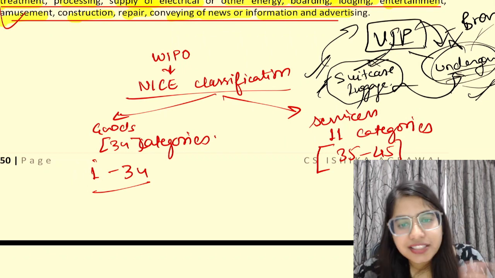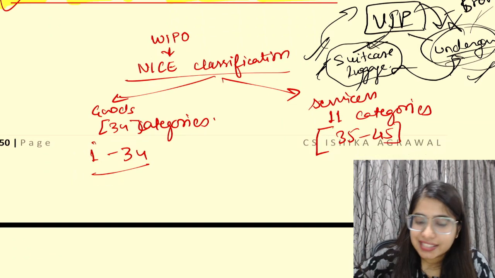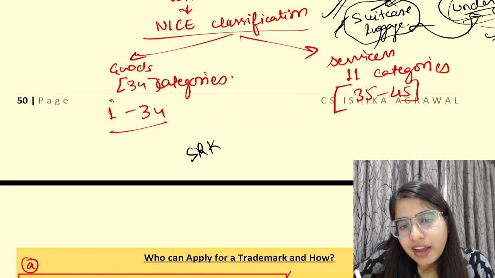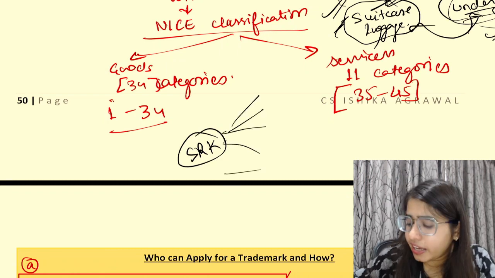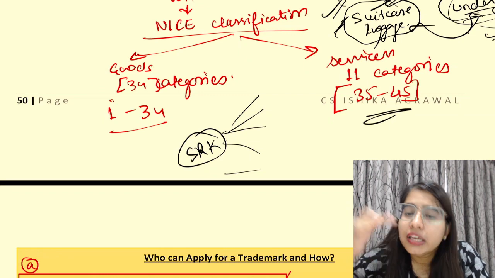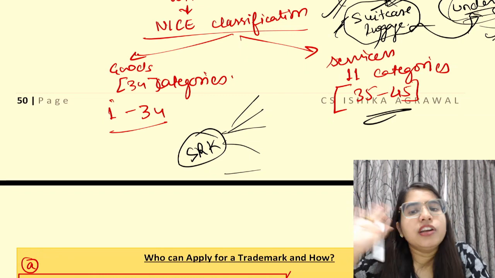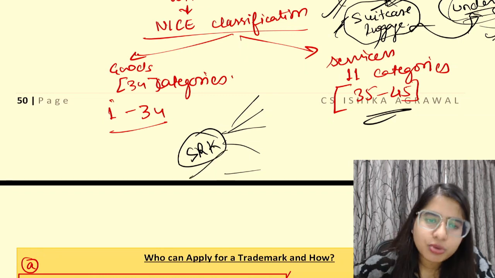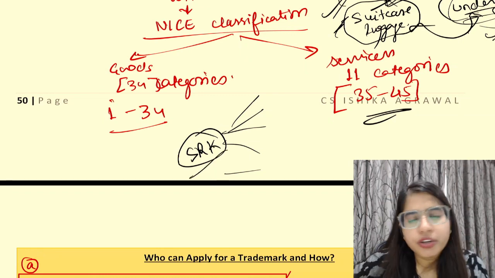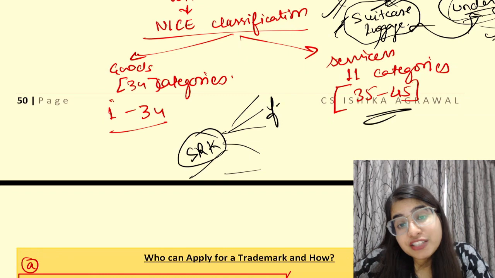Can we register our trademark in more than one category? Yes. You know what? Shah Rukh Khan has taken his name trademark SRK in almost all the categories. Out of 45 categories, he has taken it in more than 35. In the major categories he has taken it. Can we do so? Yes. In whichever category you want, you can take registration. The only thing is the fees will be very hefty.